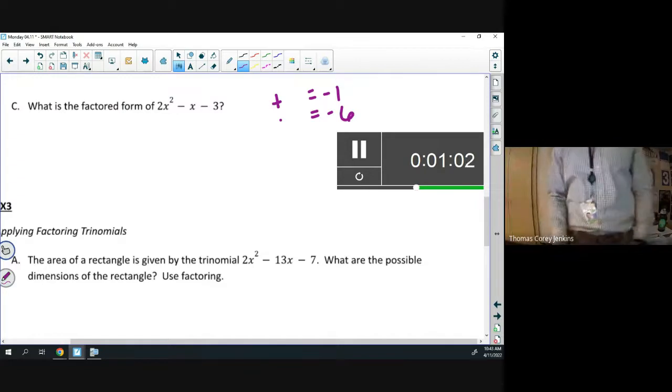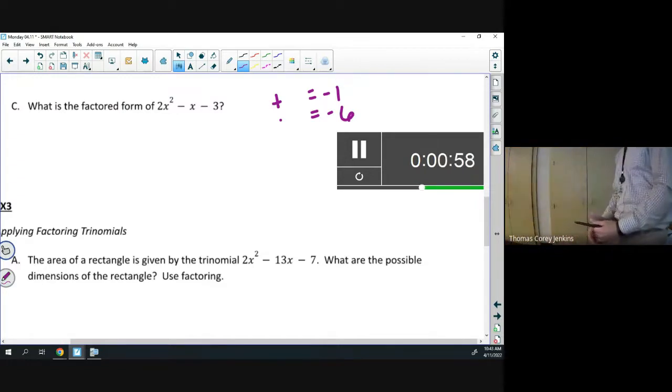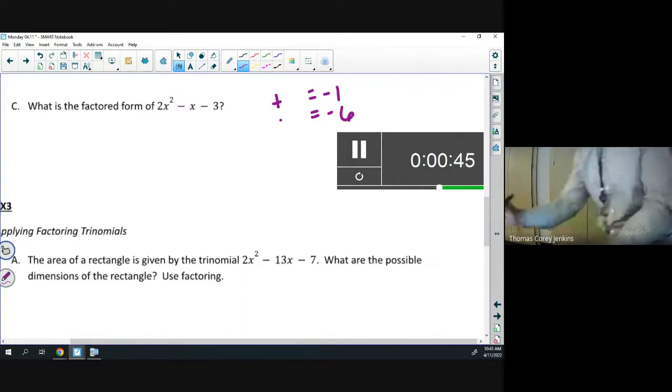Love to hear from somebody maybe I haven't heard from yet today. So just so we're not sitting there stuck thinking about it, anybody have the combination that adds to negative 1, multiplies to negative 6? Avery? Negative 3 and 2. Very good.